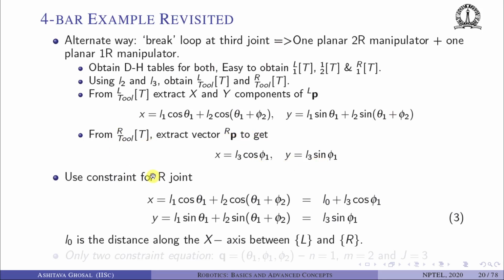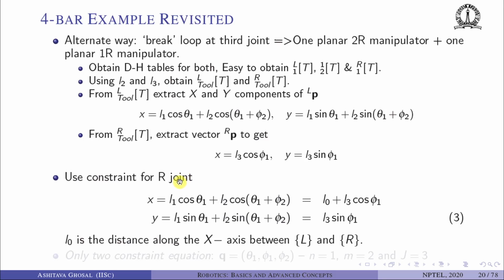Now we can write the loop closure equation, which is L1 cos theta 1 plus L2 cos(theta 1 plus phi 2) is equal to L0 plus L3 cos phi 1, because we have to move along the X axis by L3. And if you equate the Y, we have L1 sin theta 1 plus L2 sin(theta 1 plus phi 2) is equal to L3 sin phi 1. What have we used here? We have basically used the constraint for an R joint.